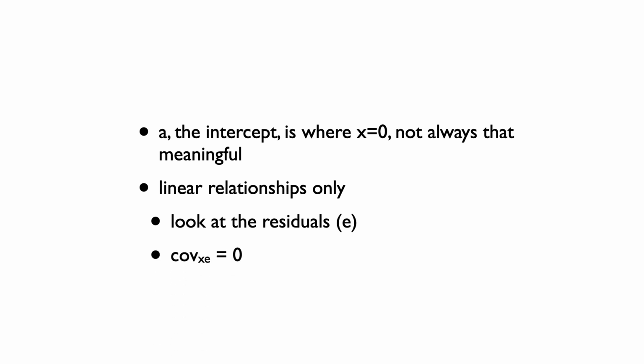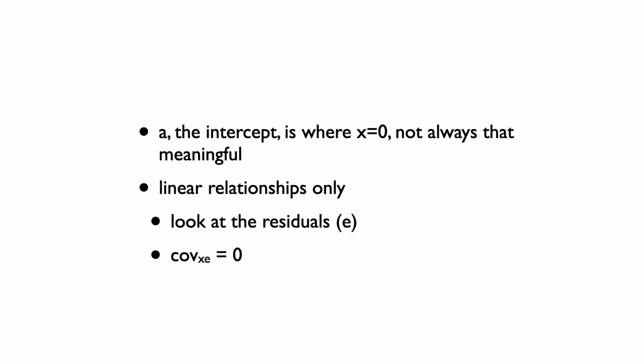That's y minus y hat. They're prediction errors. The covariance between the x values and the residuals should be 0. What that means is there should be no relationship between, I'll draw you a picture here, the x values and how big the prediction errors are. So this is what's called a residual plot.